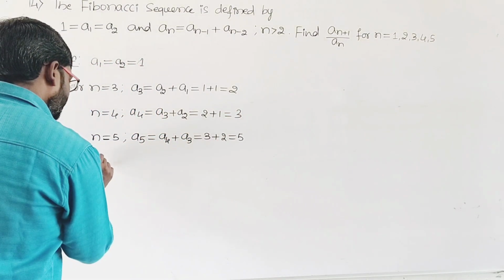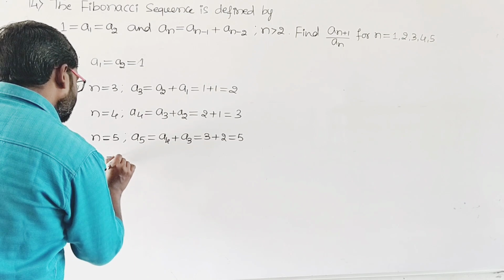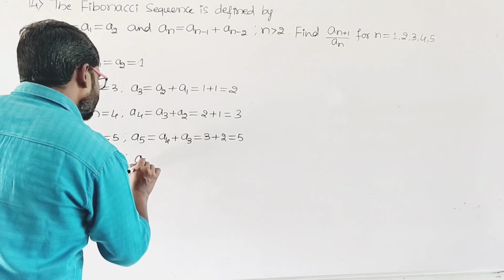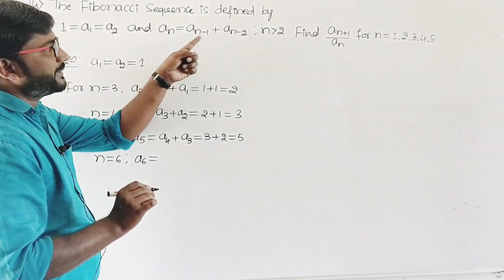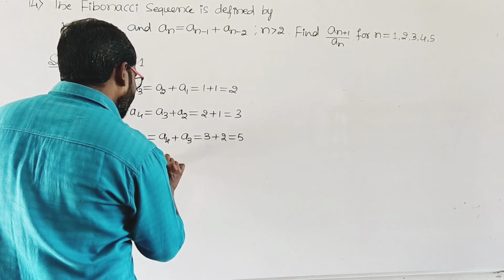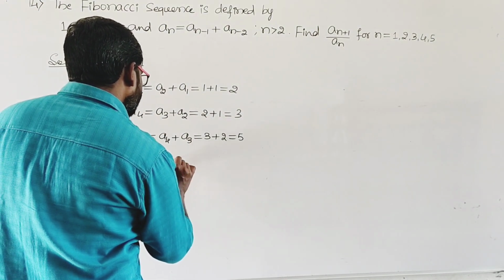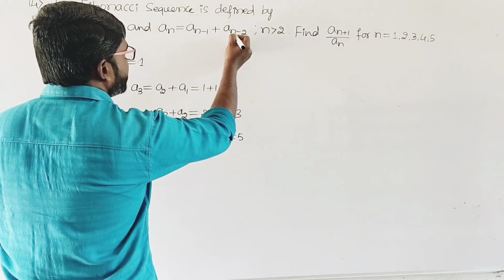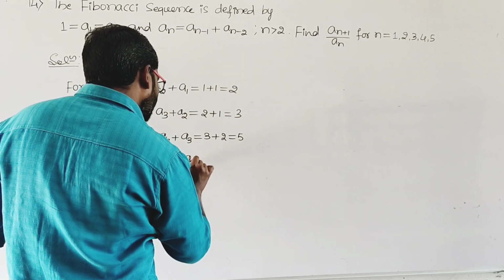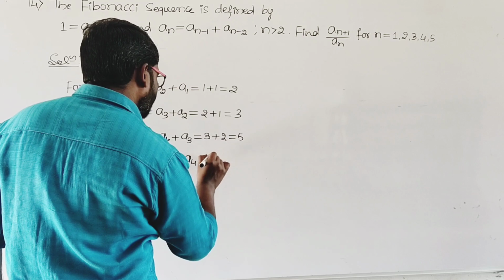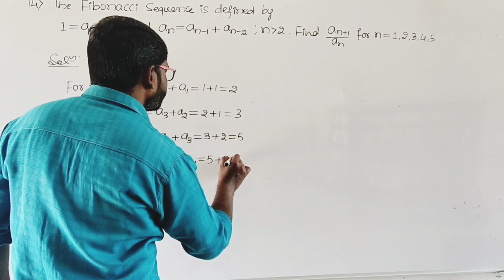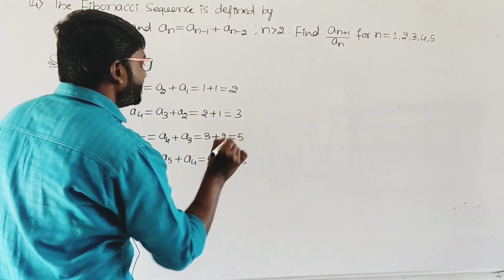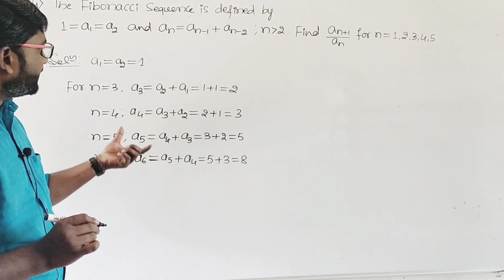Then next we will move on to n equal to 6, you get a6 which is equal to, a6 means 6 minus 1 will be 5. So we get a5, plus 6 minus 2, it is 4. We get a4. So what is a5? a5 it is 5, plus a4 it is 3. So 5 plus 3 it is 8. We have got all these values.